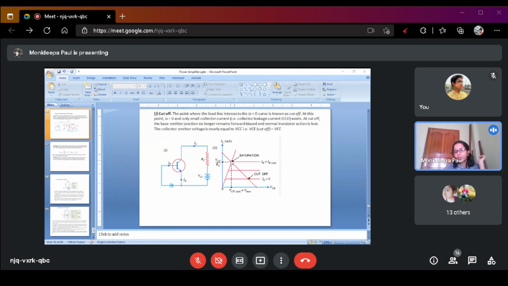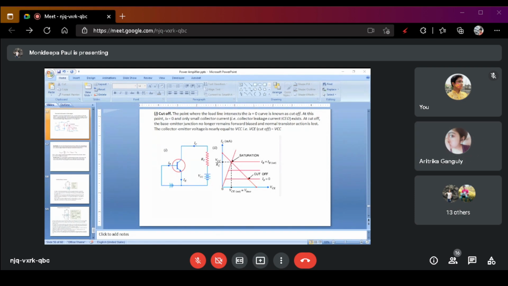Ma'am, here in saturation also it acts like a closed switch. Yes. So, ma'am, here also it acts like a closed switch. Yes.